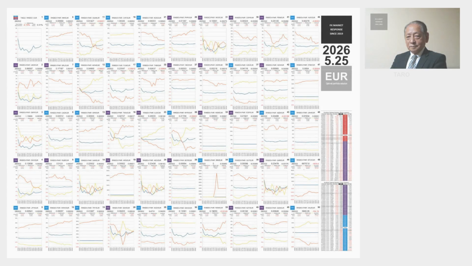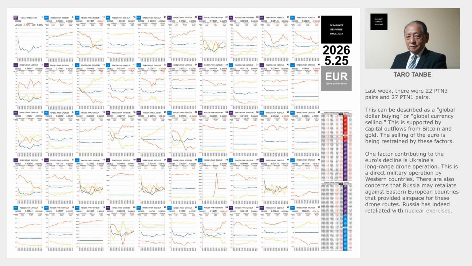Last week, there were 22 PTN3 pairs and 27 PTN1 pairs. This can be described as a "global dollar buying" or "global currency selling." This is supported by capital outflows from Bitcoin and gold. The selling of the euro is being restrained by these factors.